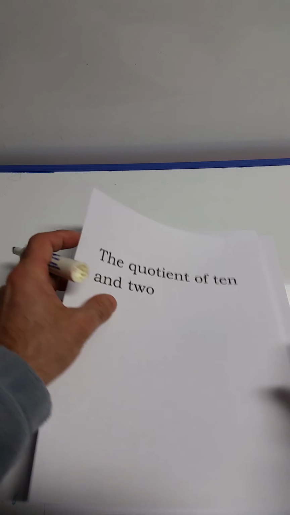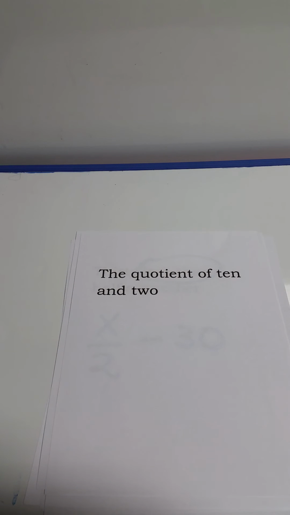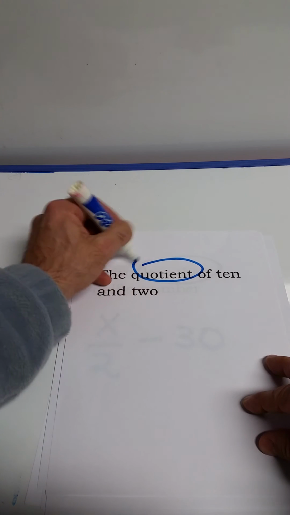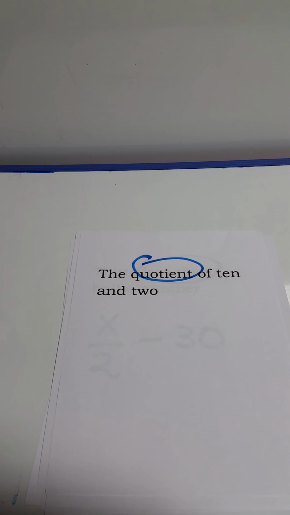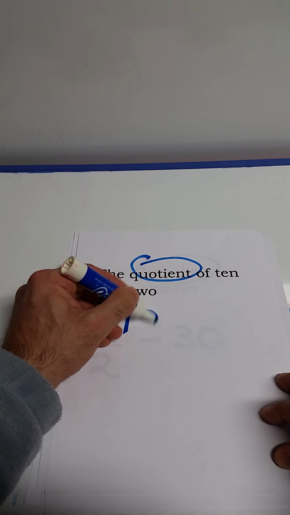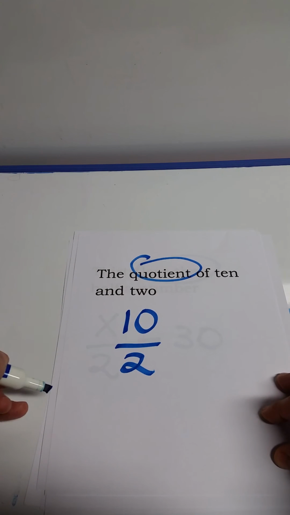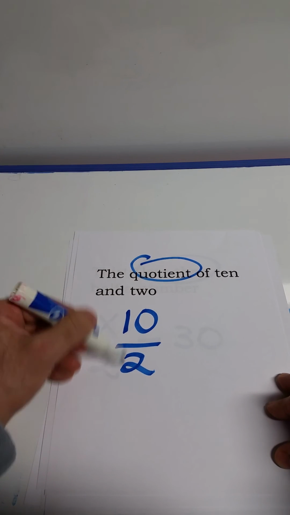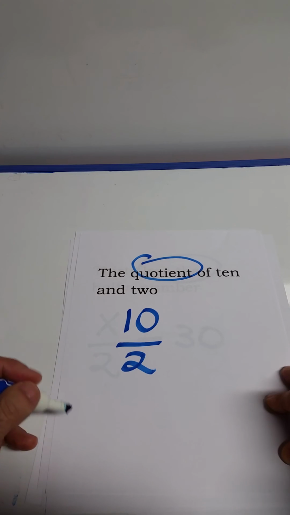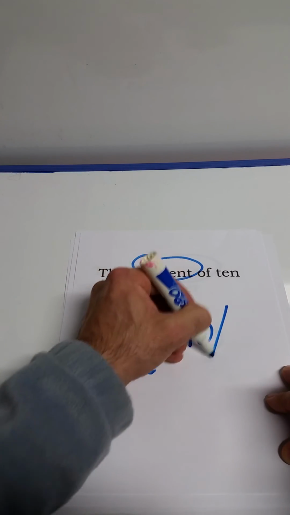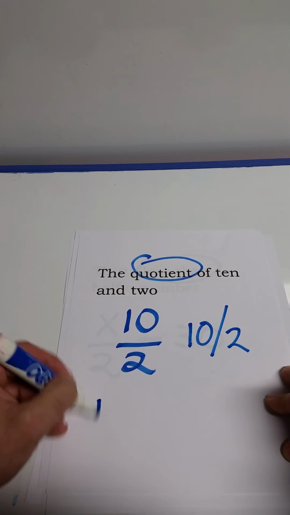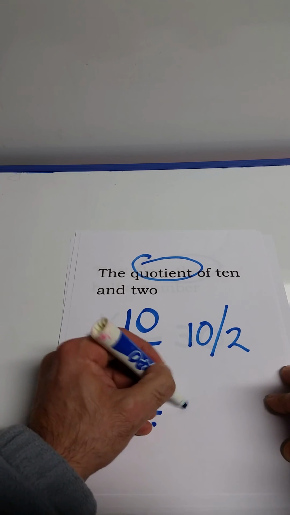Try this one. The quotient of 10 and 2. Quotient means division. We can write it like this. It looks like a fraction. Well, fractions are division. We can write it like this. We could just say this.